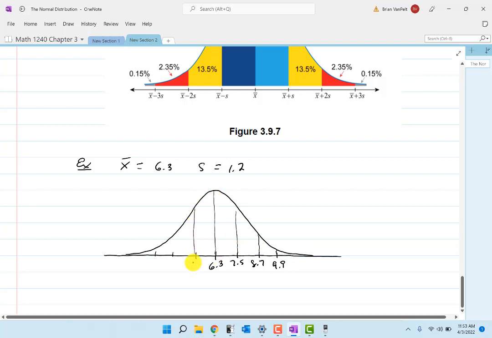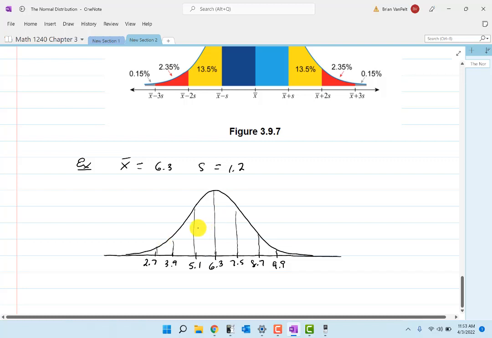And my curve does not look very symmetric by the way I drew it, but hopefully you can look past that. Now when I go to the left, I'm going to subtract increments of 1.2. So I'll have 5.1, 3.9, 2.7.